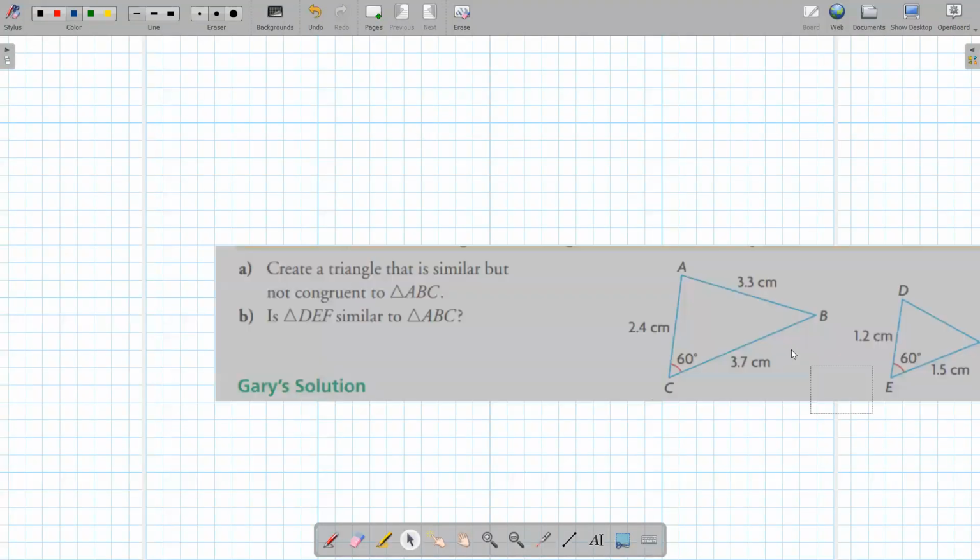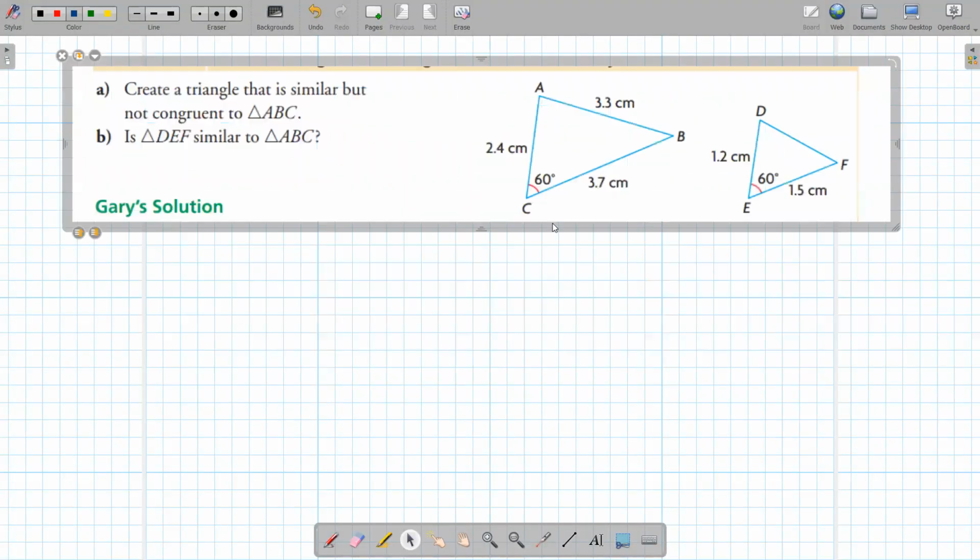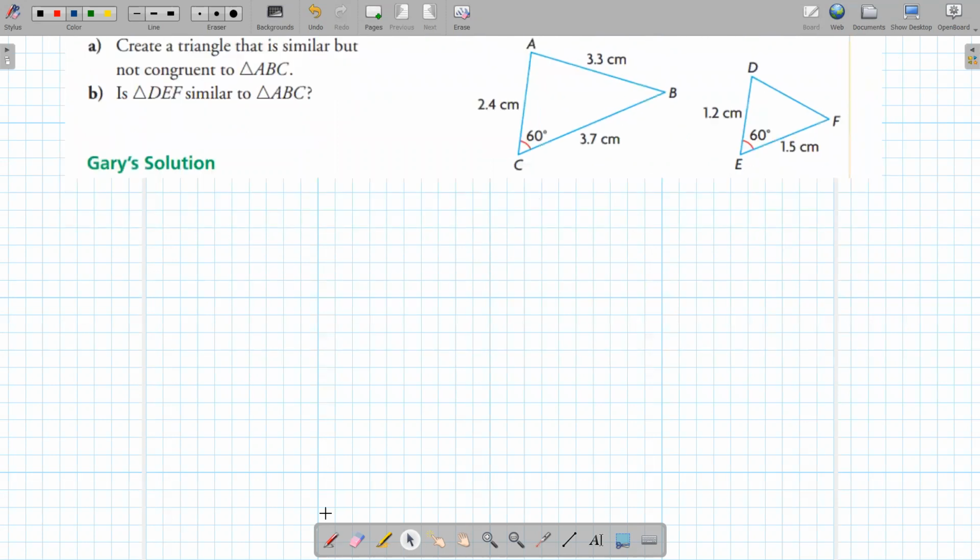Here, ignore A, look at B. It says, is triangle, again, this symbol is triangle, triangle DEF, which is this one, is it similar to triangle ABC?